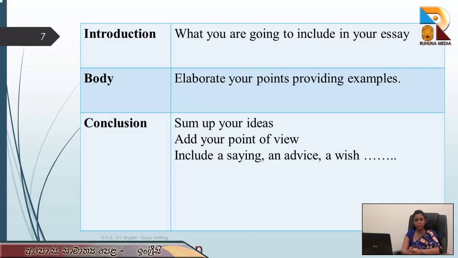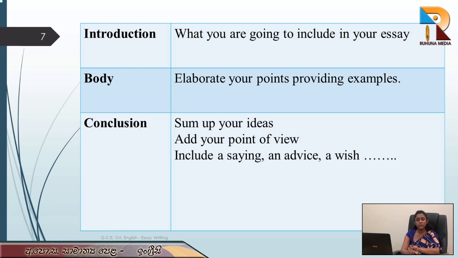Clear? So you can include two paragraphs, three paragraphs, that is up to you to decide, right? But at least in your essay there should be three paragraphs. There should be the introduction, the body and the conclusion, right? Now let's see what we have to include in each of these paragraphs, right?